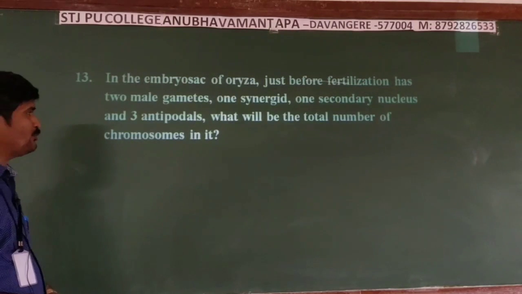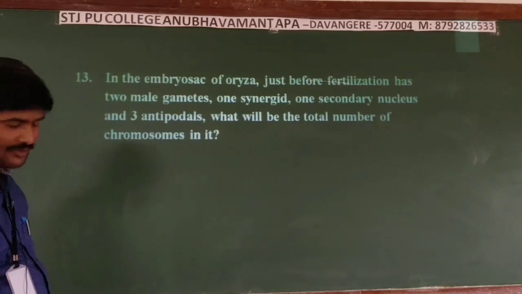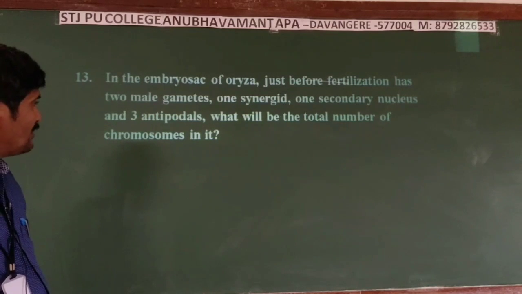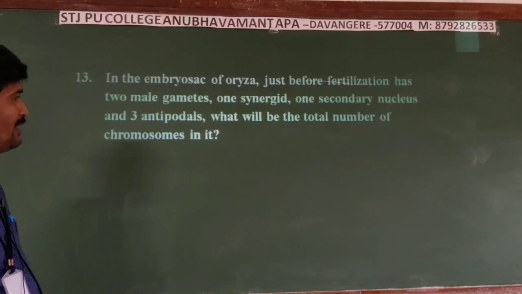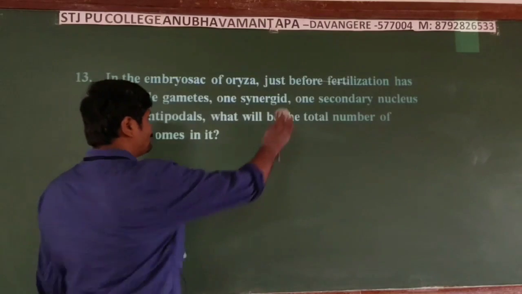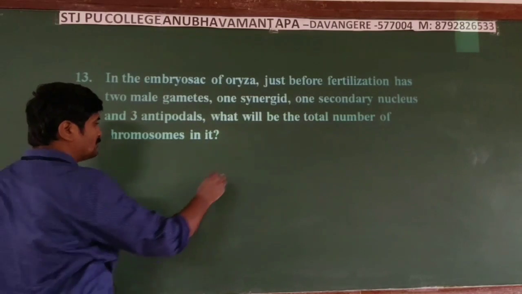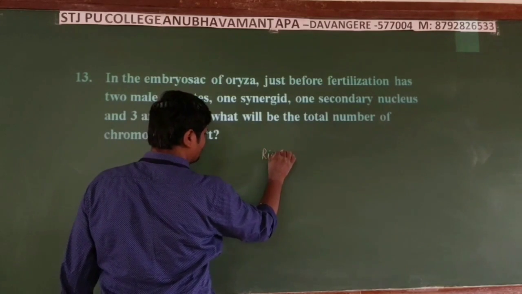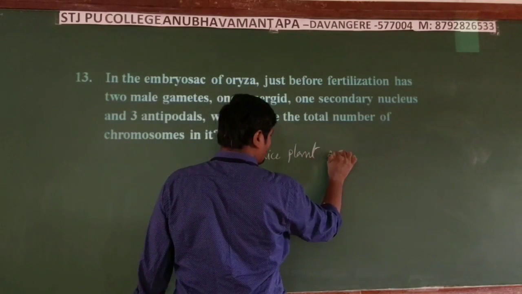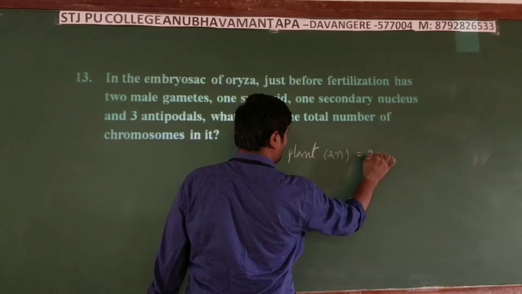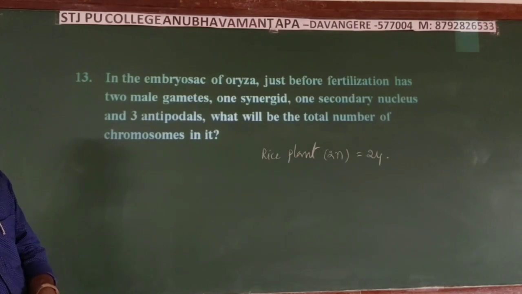In the embryo sac of Oryza sativa, just before fertilization, there are two male gametes, one synergid cell, one secondary nucleus, and three antipodals. What will be the total number of chromosomes in it? Oryza sativa is the scientific name of the rice plant. The total number of chromosomes in the rice plant is 2N, which is 24. The diploid chromosome number is 24.